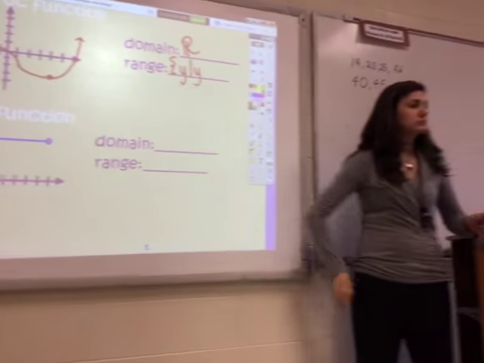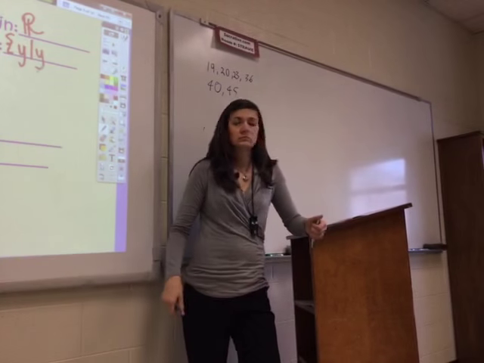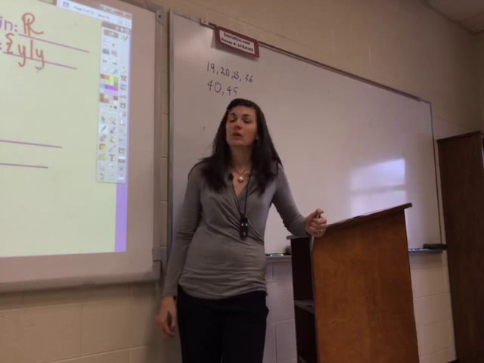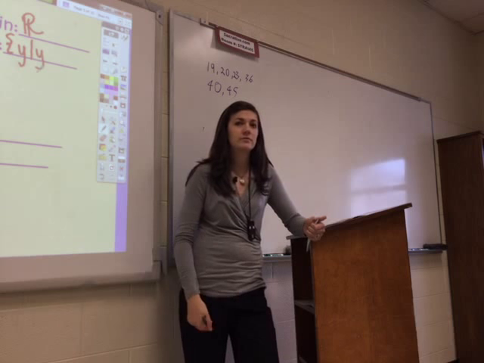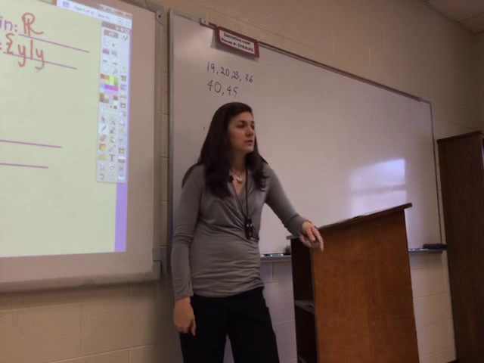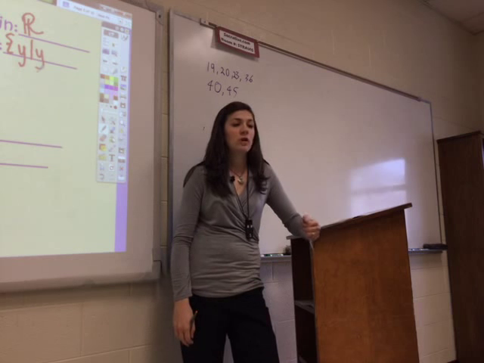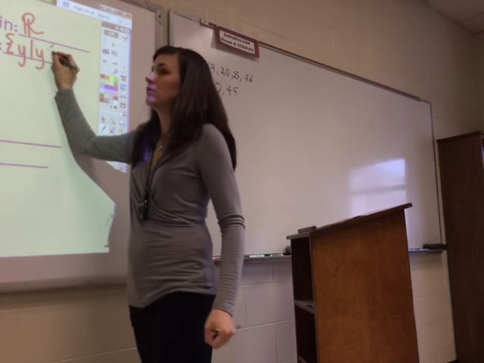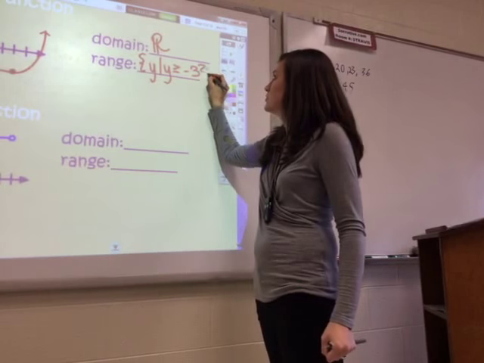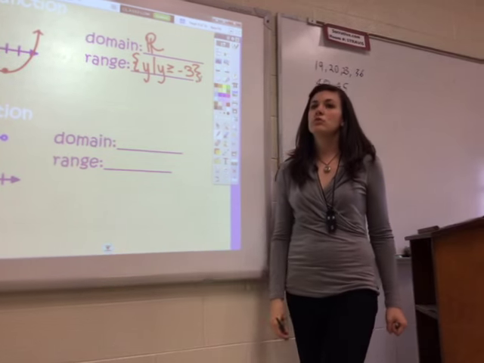Well, it's negative. The range is not -3. That would be a horizontal line through -3. Be more specific. Well, y has to be what? y has to be greater than or equal to. Yeah, there you go. Greater than or equal to -3. Do you have a question, Sam? No. Okay.